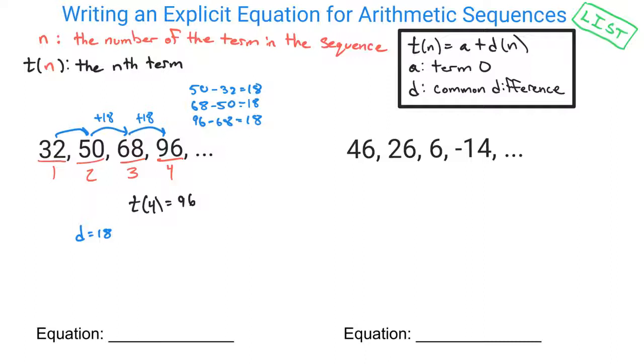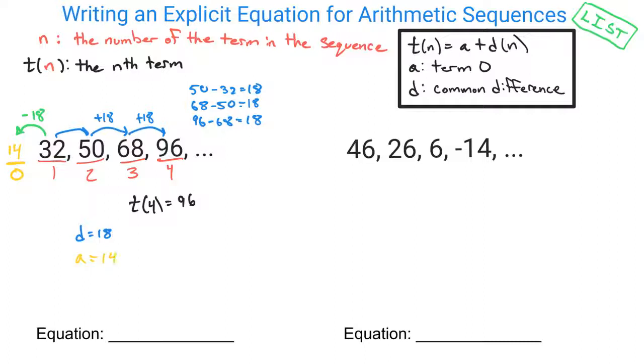And then we need to finish by figuring out what term 0 is. So term 0 is the one before term 1. So even though it's not actually a term in the sequence, you do need to use it in order to write this form of the equation. So now we just need to work ourselves backwards, which means we have to subtract 18, do the opposite from what we were doing to move up, because now we're moving backwards. And as we do that, 32 minus 18 is equal to 14, and that is our term 0. So that is what we would call a.